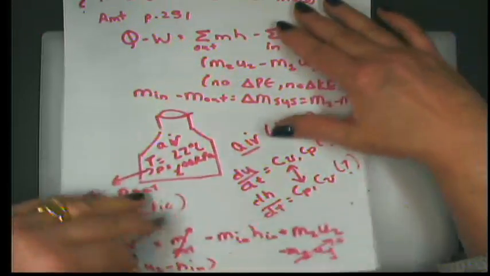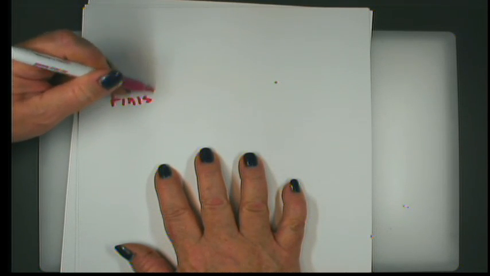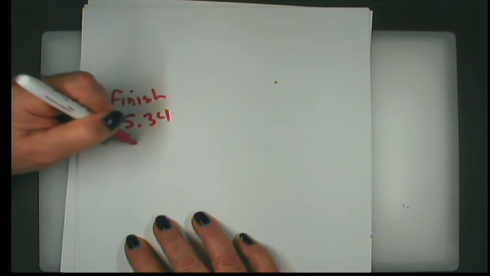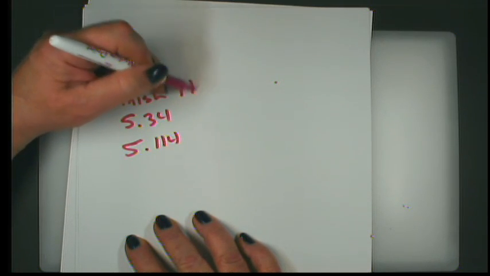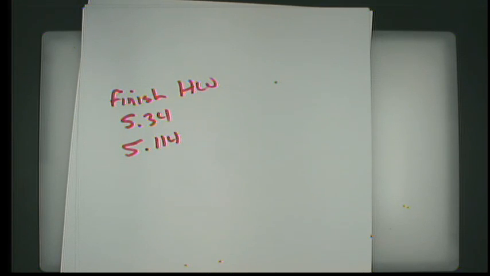Your homework for tonight, for Thursday, is to finish both of these homework problems. The numbers of our homework problems are 5-34 and 5-114. And that is it for today, ladies and gentlemen.